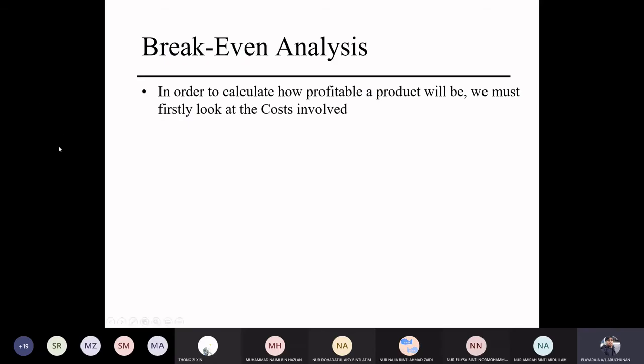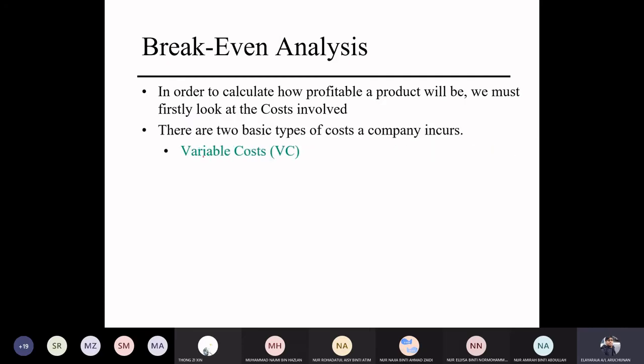There are two basic types of cost. One is a variable cost. Another is what we call a fixed cost. These are the two basic types of cost usually used in a company. So remember, variable cost and fixed cost.